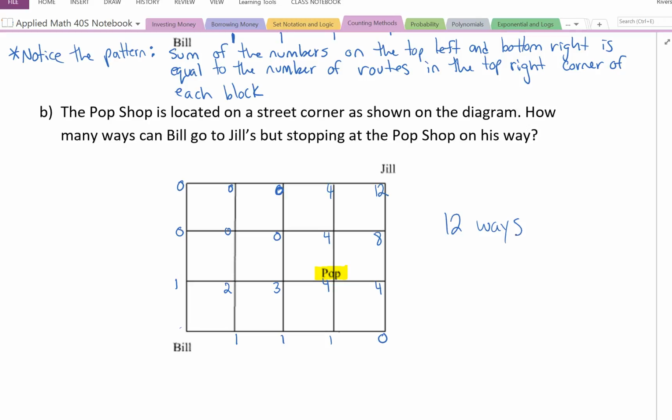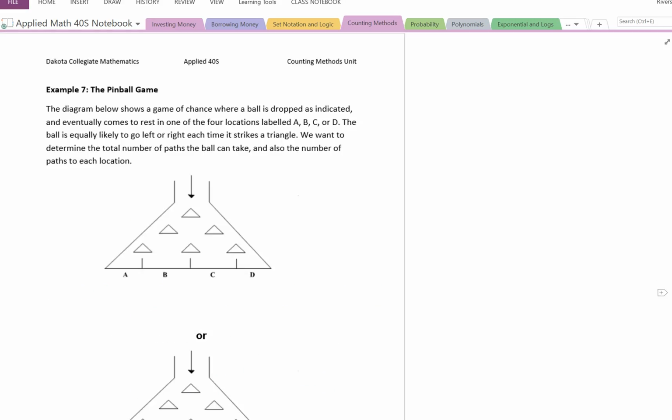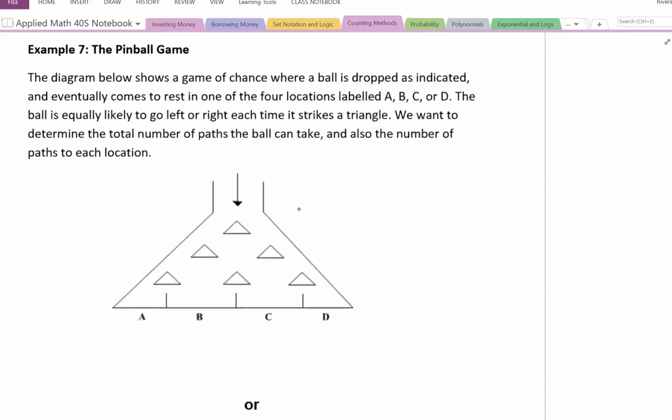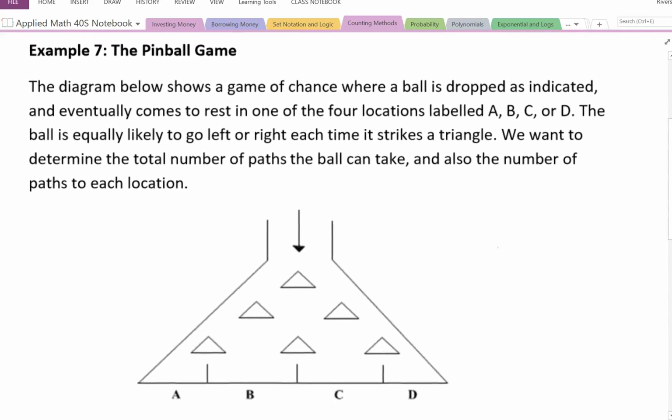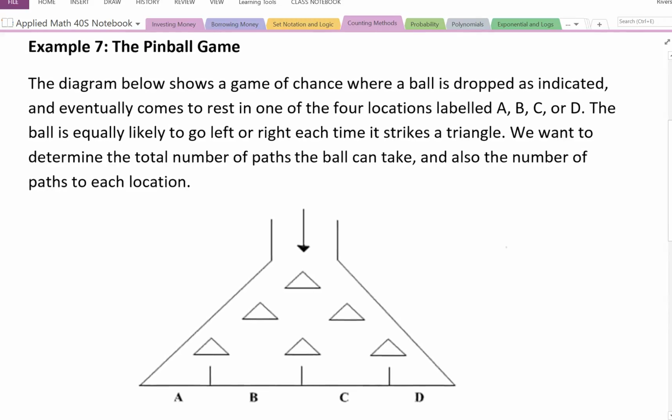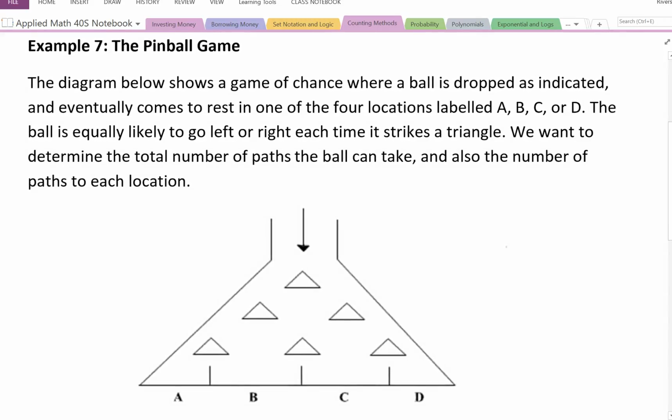Alright, let's take a look at the pinball game. This pinball game always reminds me of Plinko from The Price is Right, where you put the disc in and then it bounces all the way down and can land in A, B, or C. So it says the diagram below shows a game of chance where a ball is dropped as indicated and eventually comes to a rest in one of the 4 locations labeled A, B, C, or D. The ball is equally likely to go left or right each time it strikes a triangle.